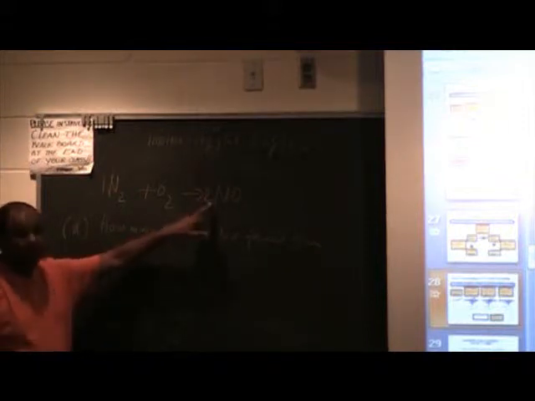Do we always have to multiply by the coefficient? Yes, we always have to. If you have a coefficient, you have to multiply by the coefficient. So if there was a 2 in front of oxygen, I'll multiply 32 by 2. Yes, it's going to be 64.